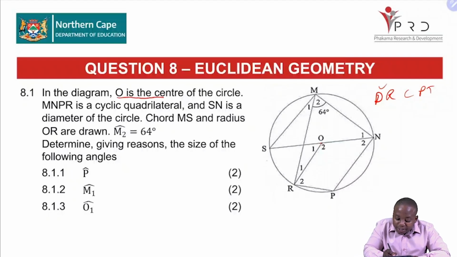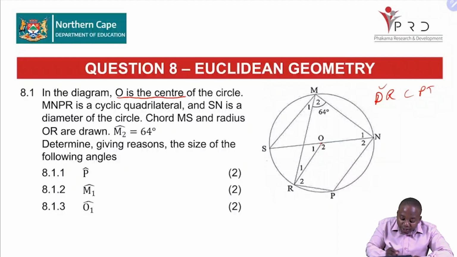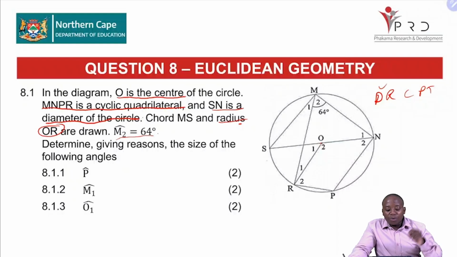So O is the center. When you're analyzing a question, be sure to underline the key words or the key parts of the question. MNPR is a cyclic quadrilateral. SN is the diameter. So those are the keywords. A joint MS and the radius OR are drawn. So OR is a radius. And M2 is given as 64 degrees. So that is the information we are getting from our statement.